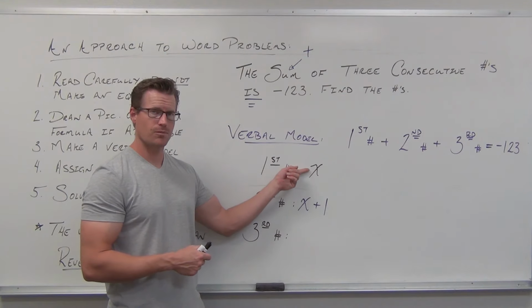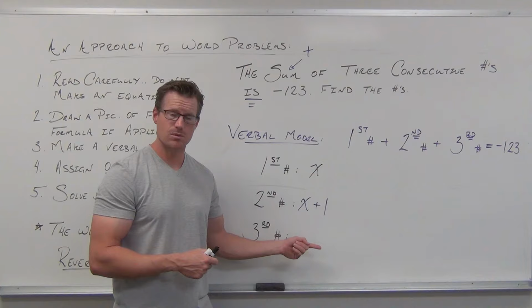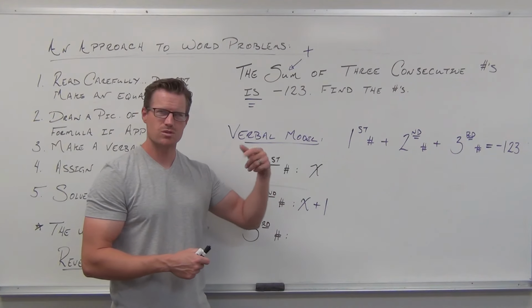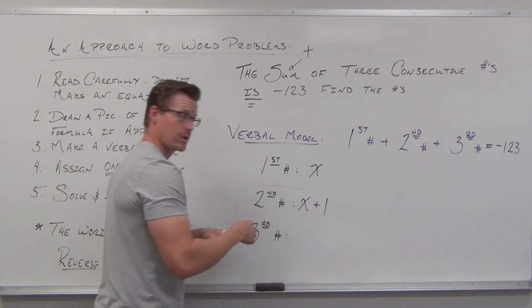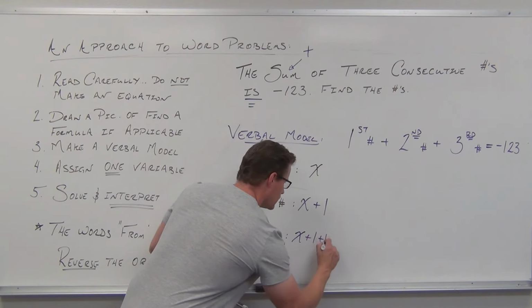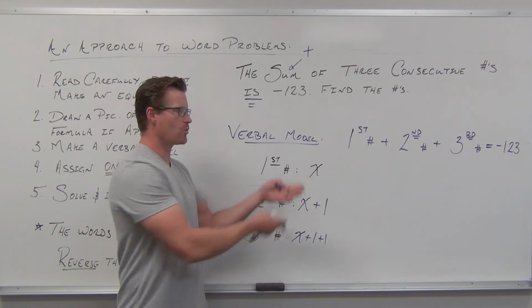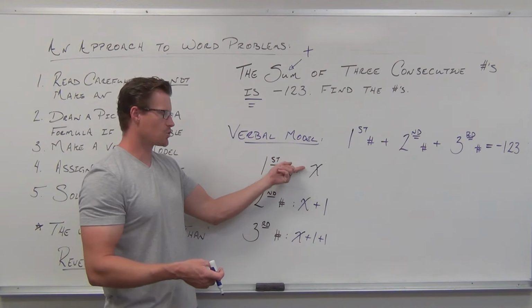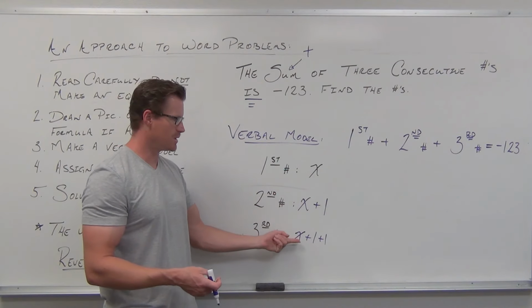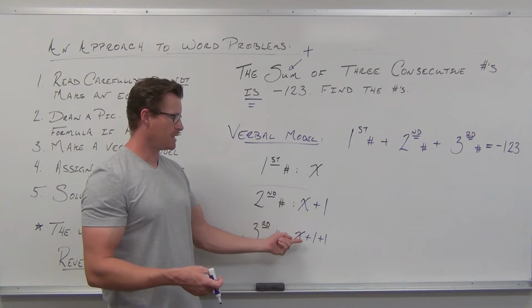Or let's start with 12. 12 plus 1 would give you 13. 12 plus 1 plus 1 would give you 14. So that's x plus 1 plus 1. We could do that. No problem. This will always give you 3 consecutive integers, no matter what you start with. I start with 12, you give me 13, and then you give me 14. I start with negative 50, you give me negative 49 and negative 48.